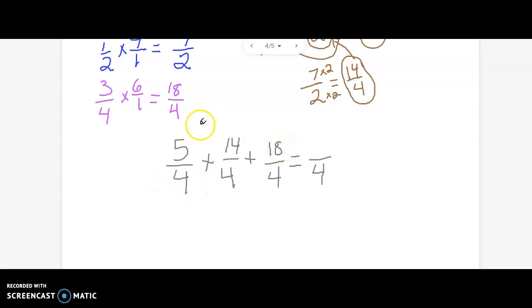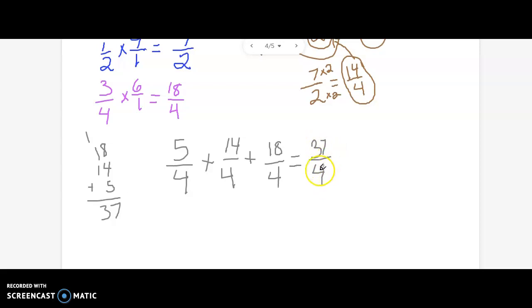You know what? I don't want to make a mistake, so I'm going to actually write these out. 18 plus 14 plus 5. If you can do it in your head, that's wonderful. But for me, I like to make sure I'm doing it correctly. I have to write it out. So 8 and 4 is 12, and 5 more is 17, right? Yep, 17. Here's my 1, 1, 2, 3, 37. So I get 37/4.